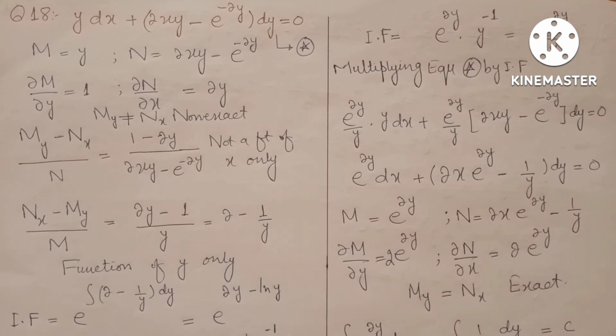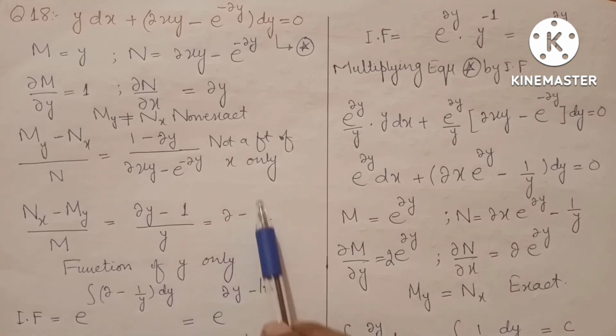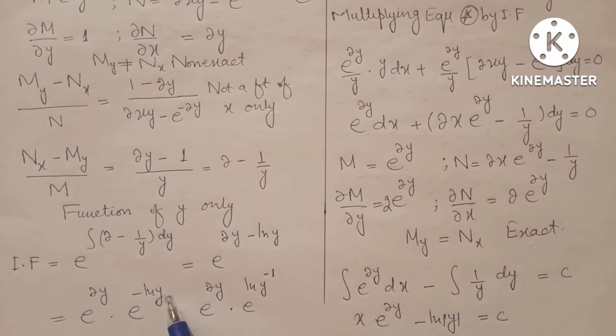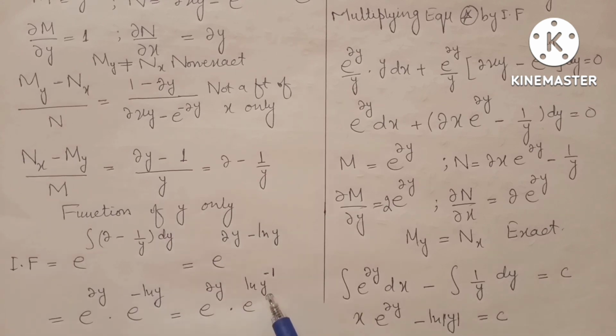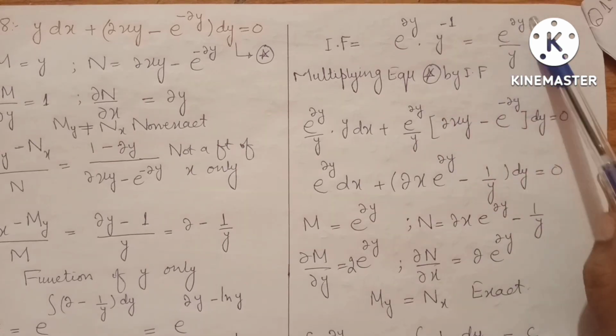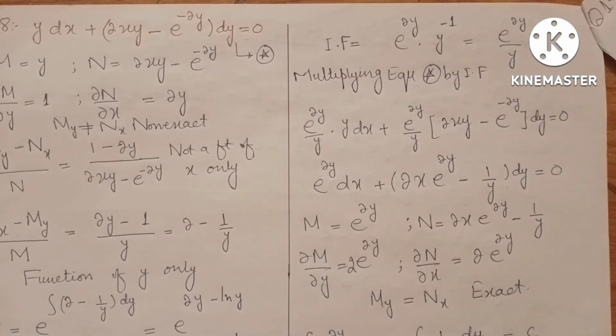So we will find the integrating factor. The integrating factor is equal to e raised to power integral of (2 − 1/y) dy, which is equal to e raised to power 2y minus natural log of y. We will use the rule: same bases, powers add, so we will get e raised to power 2y into e raised to power minus natural log of y. Here minus 1 will become the power of y. Natural log and e will cancel each other and we will get e raised to power 2y divided by y, which is our integrating factor.